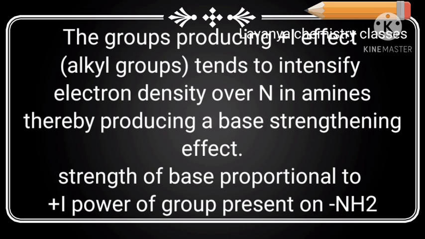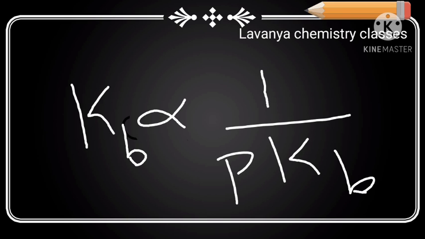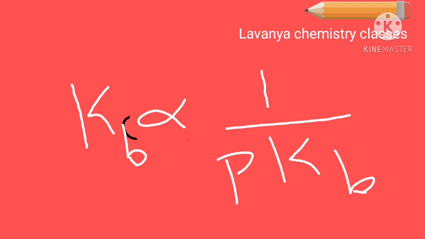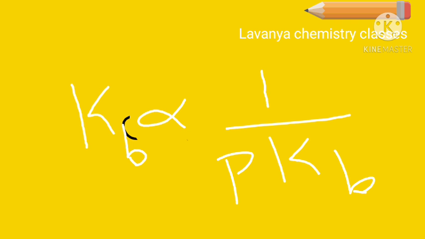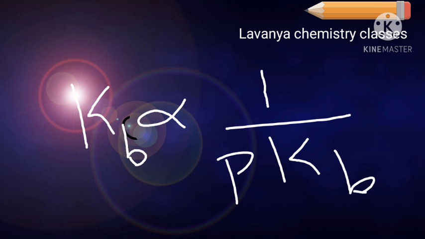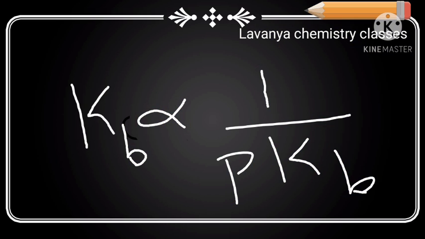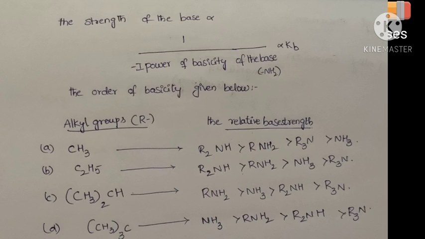So the strength of base is directly proportional to Kb and inversely proportional to pKb. That means as the strength increases, pKb decreases. Thus, the strength of base is directly proportional to the plus I power of the group present on NH2 and directly proportional to Kb. As the number of alkyl groups increases, the relative base strength is like this.